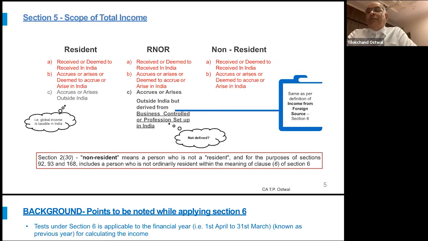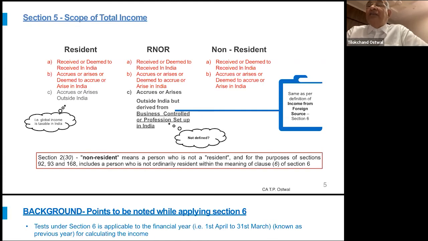Take the case of a person like Harish Salve, who is an Indian citizen, but now settled in UK. When he set up his profession, he started the profession from India. And therefore now today he is controlling that profession by sitting in UK. Can you say that it will be said as profession set up in India? It is a major issue. Therefore, there is no clarification on that.